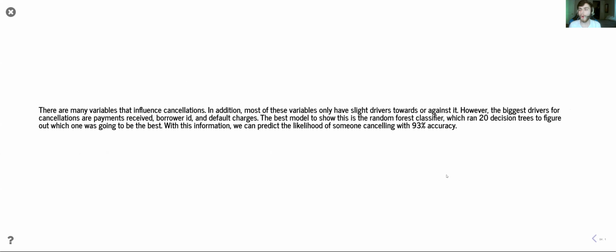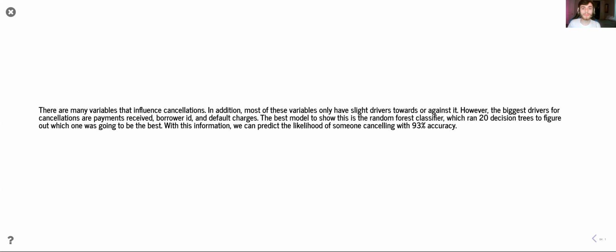And overall, there are a lot of variables that influence cancellations, and I think that's best stated with the decision tree that had the hundreds of different options going down it. However, there's really only a few variables that are going to massively impact that. Through the random forest classifier, the decision tree and feature importance, we can say that the likelihood of somebody canceling really comes down to 3 variables: payment received, borrower ID, and default charges. And that can predict the likelihood of someone canceling with 93% accuracy.